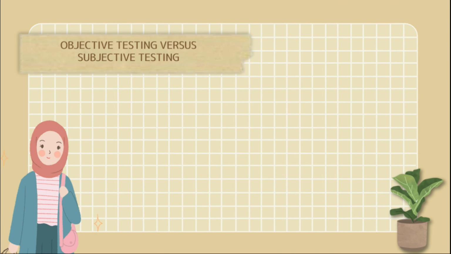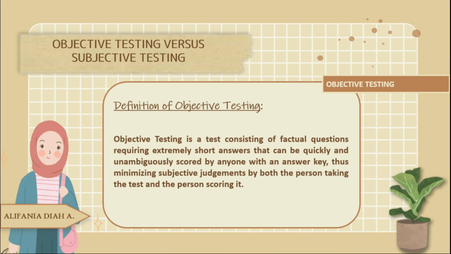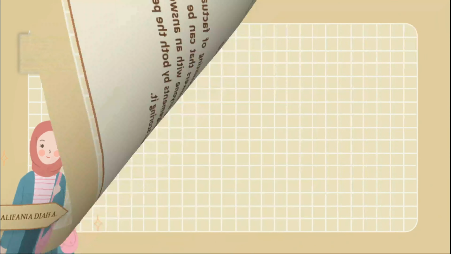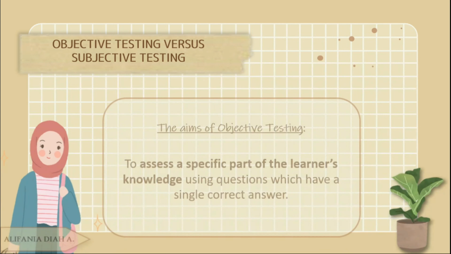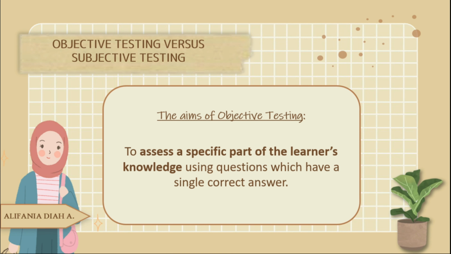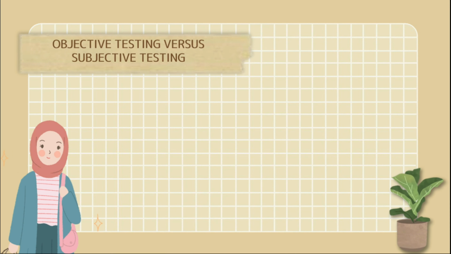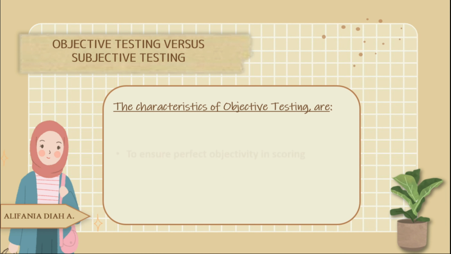The definition of objective testing is a test consisting of factual questions requiring extremely short answers that can be quickly and unambiguously scored by anyone with an answer key, thus minimizing subjective judgments by both the person taking the test and the person scoring it. The aim of objective testing is to assess a specific part of the learner's knowledge using questions which have a single correct answer. The characteristics of objective testing are to ensure perfect objectivity in scoring.